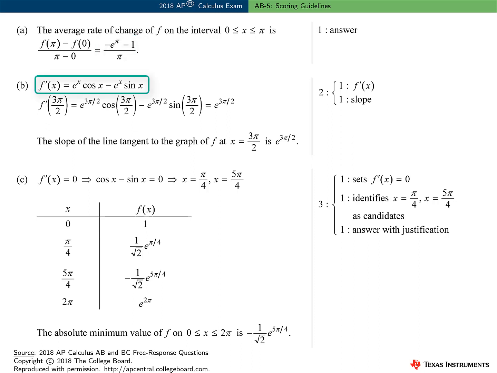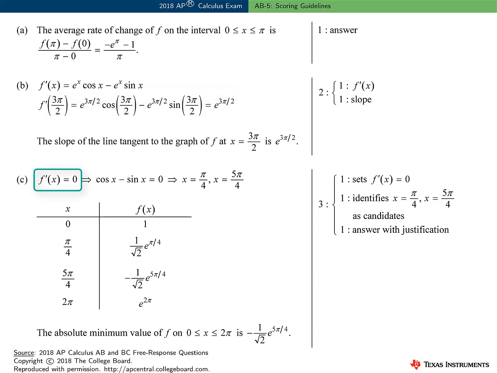Part B was worth 2 points. The first point was for finding a general expression for the derivative of f. And the second point was for evaluating this derivative at x equals 3 pi over 2 to find the required slope. Note that the question did not ask for an explicit expression for f prime of x, and therefore the student is not obligated to present f prime of x. It is possible, and some students did this, to start and complete the problem by writing an expression for f prime of 3 pi over 2.